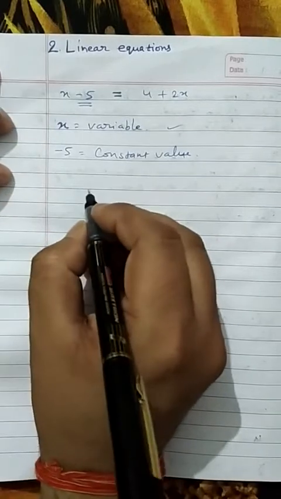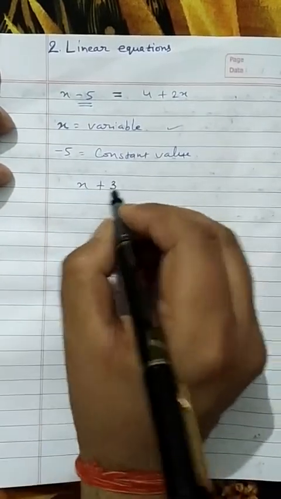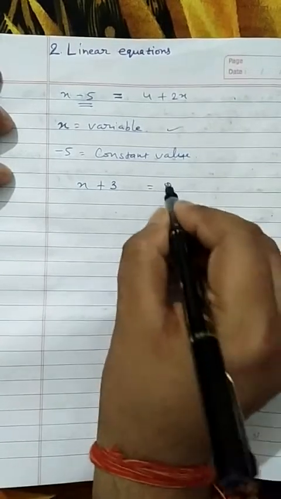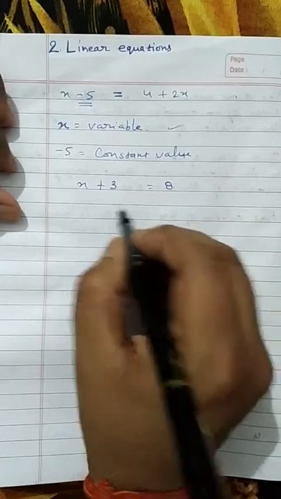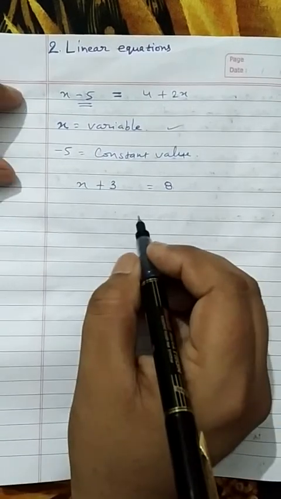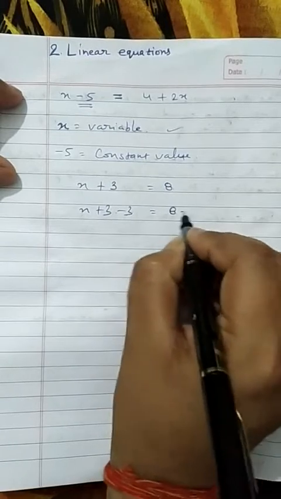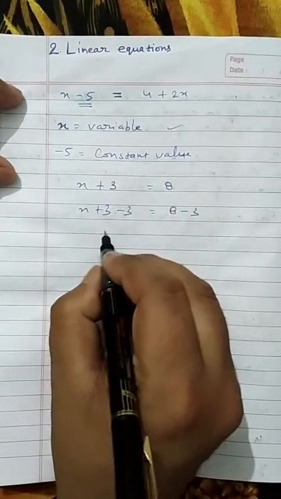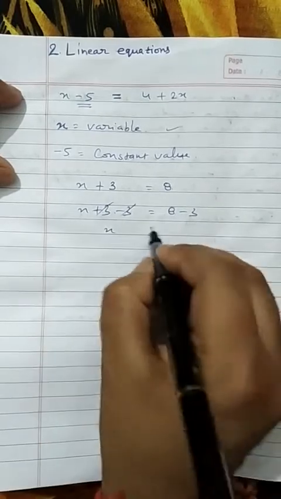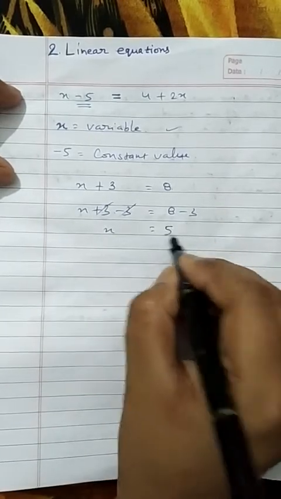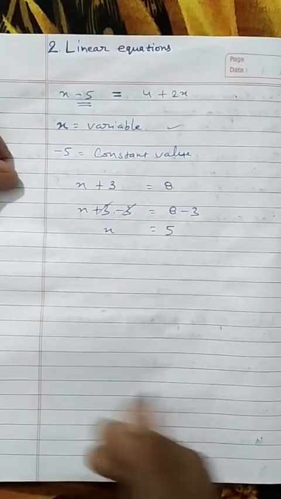Suppose in your earlier classes you have studied what value should we add to 3 to get 8. So on subtracting 3 both sides, we got here only x, because plus 3 and minus 3 cancel, and 8 minus 3 gives you 5. So this is the basic. Okay.